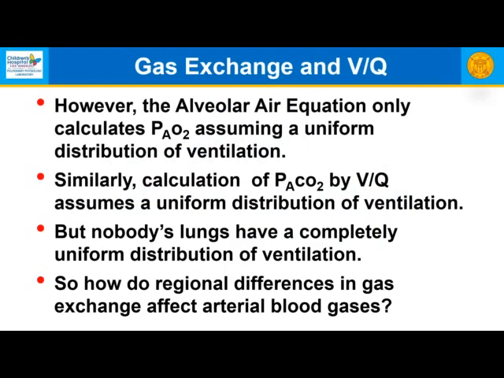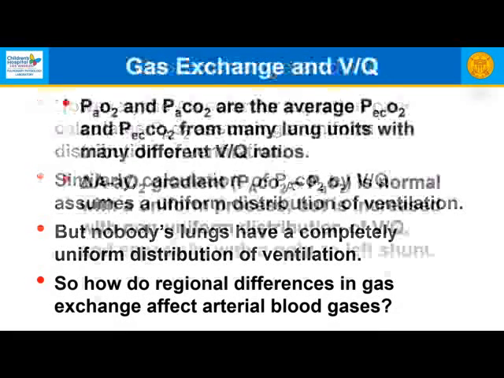However, the alveolar air equation, which we also talked about, calculates P alveolar O2 assuming a uniform distribution of ventilation. Similarly, calculation of a P alveolar CO2 by VQ assumes a uniform distribution of ventilation. But nobody's lungs have a completely uniform distribution of ventilation. So how do regional differences in gas exchange affect arterial blood gases?